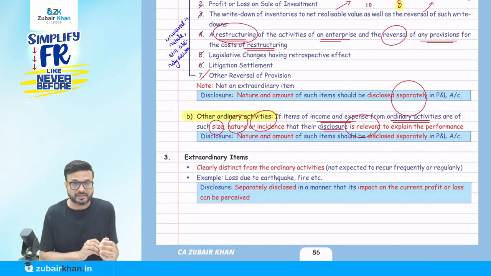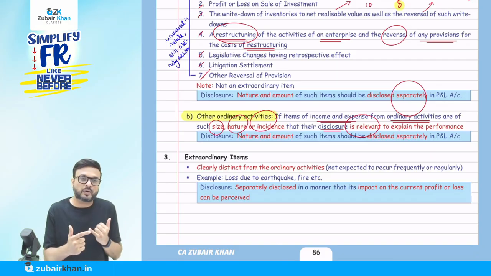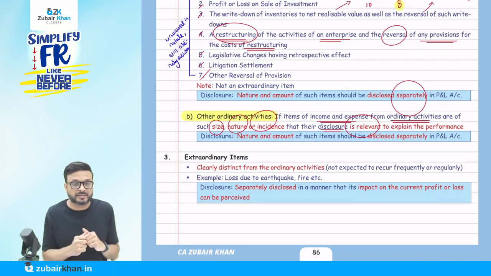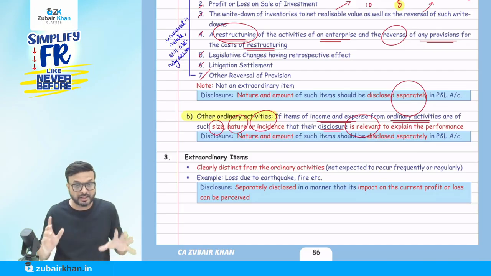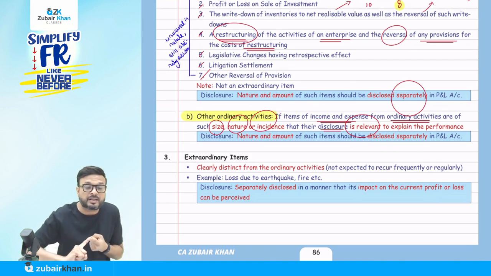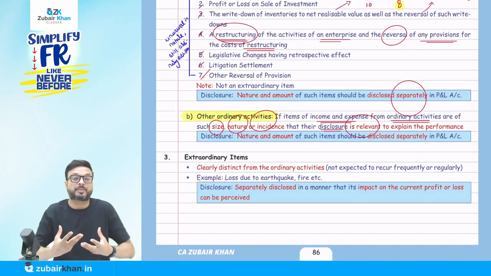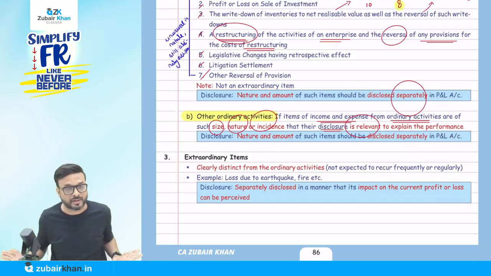Certain times it is necessary. For example, we import something, so I'm liable to pay in, suppose, USD dollars. When I'm paying in dollars, the market exchange rate might fluctuate, so there might be some exchange gain or loss. They say because their nature is like that, we have to disclose them separately. Certain times, because of the size, nature or incidence of that particular ordinary item, it is necessary to present it separately to explain the performance that year. In that case also we have to mention them separately in the profit and loss account.